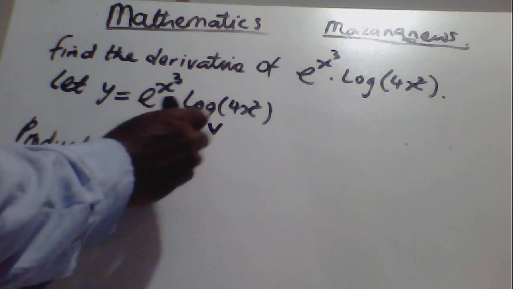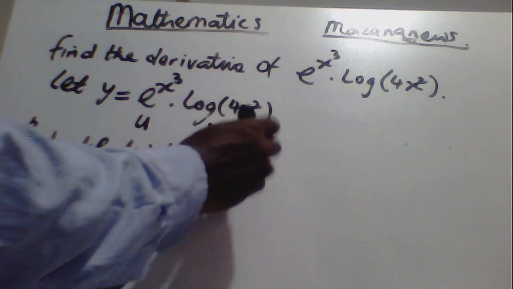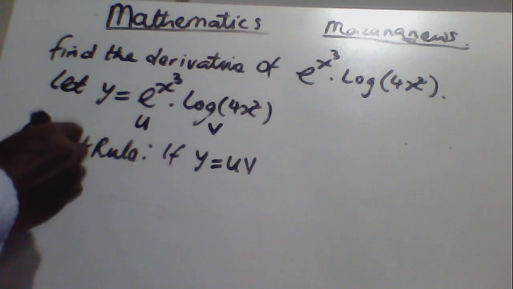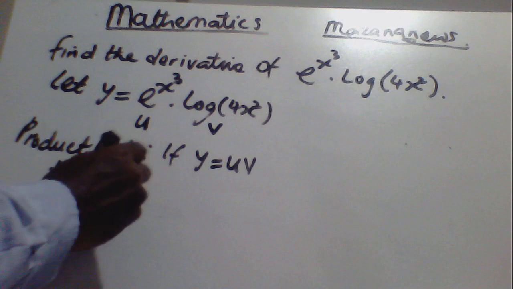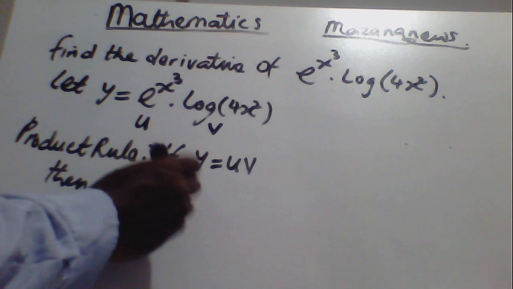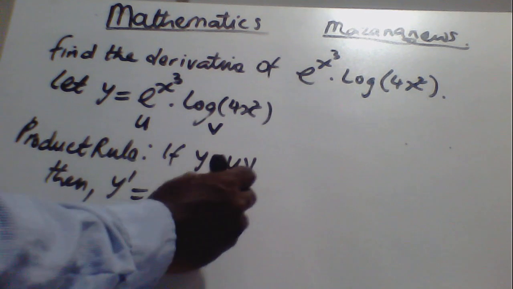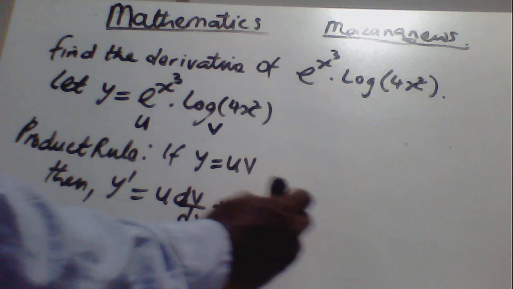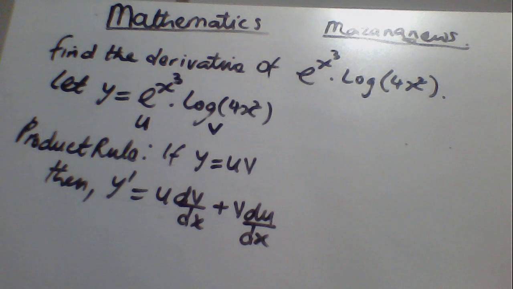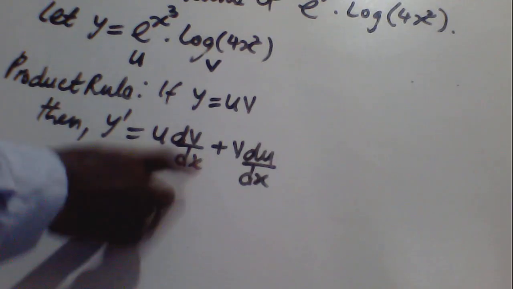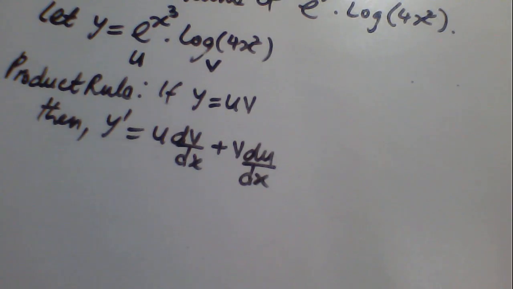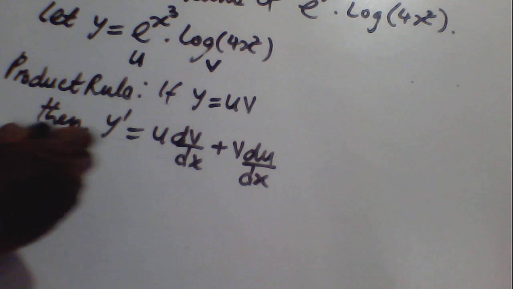By the product rule, if y is equal to uv, then the derivative of y with respect to x is equal to u dv over dx plus v du over dx. That is it basically. Once you have done it, you can now go into solving it. How do we obtain the derivative of v with respect to x and the derivative of u with respect to x?